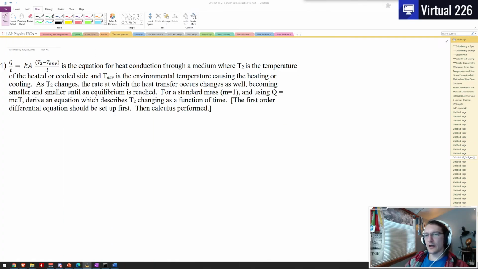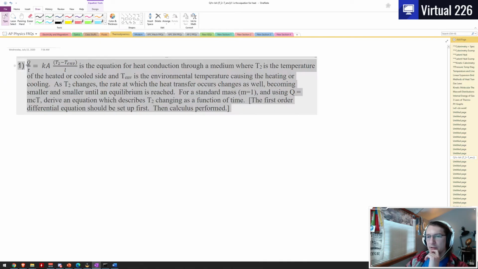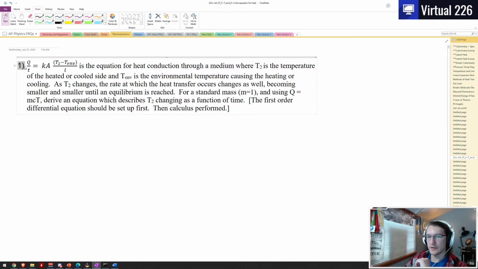Newton's law of cooling. Okay, so this is number 11 from the thermodynamics set, although it says 1 here, it's really an 11.